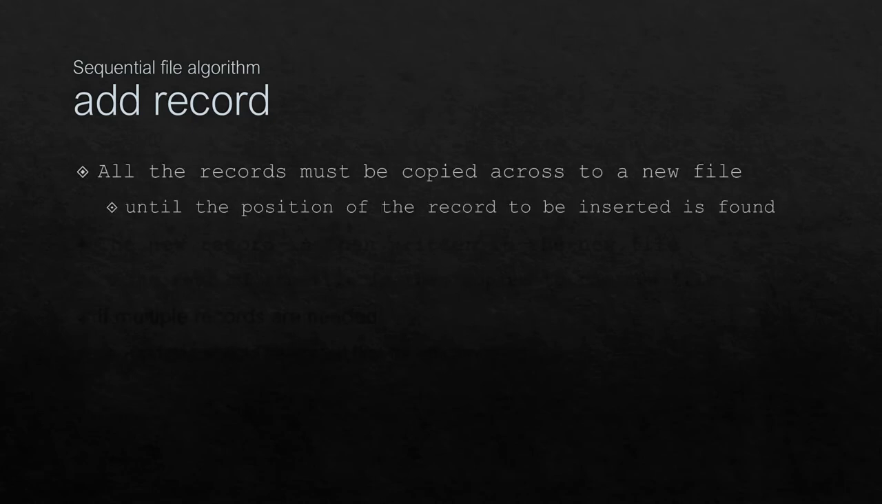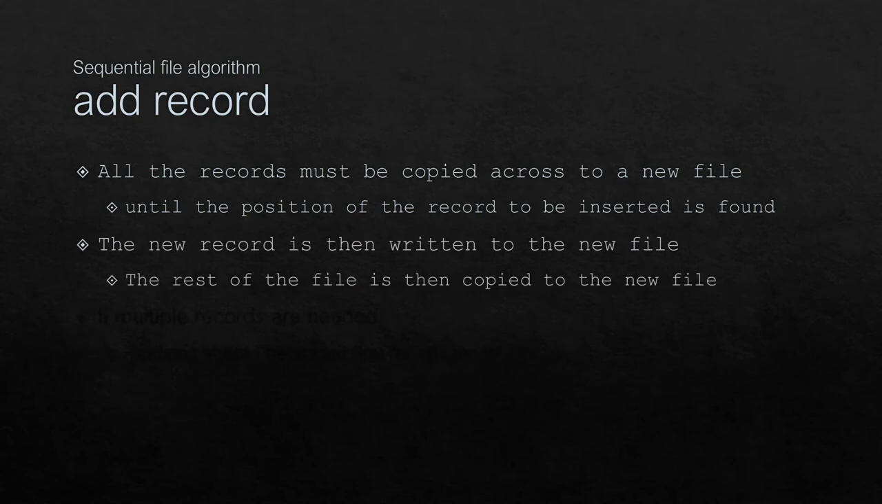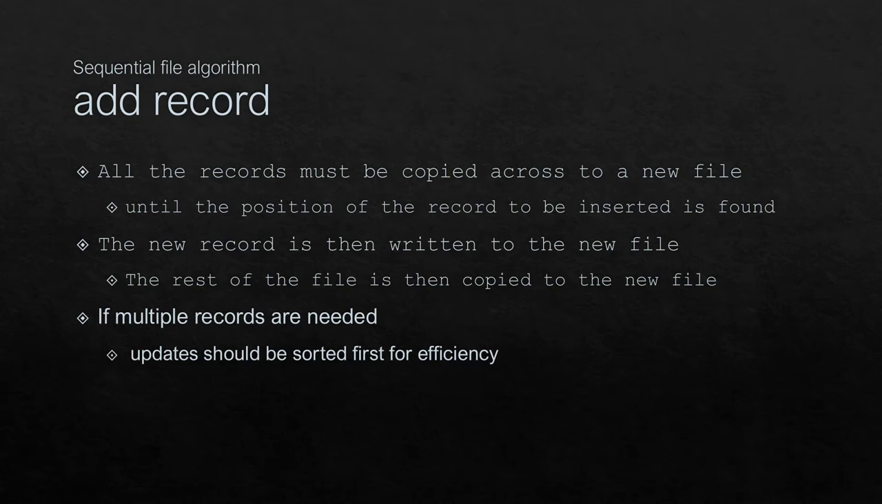So if we want to add a record to one of these files, the process is that we copy all the records across to a new file until the position of the record we're going to insert. We then add the new record to the new file, and then we copy the rest of the contents of the file over. And if we need to add multiple records, what we want to do is get all the updates. We sort those first of all, and then we perform this process of start at the beginning of the file, copy a record across until you get to the position of one of your next one to add. You can then add that, and then you can copy over the next ones until you find the next one to add, and so on.